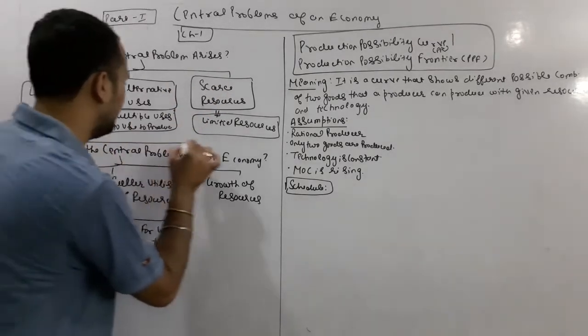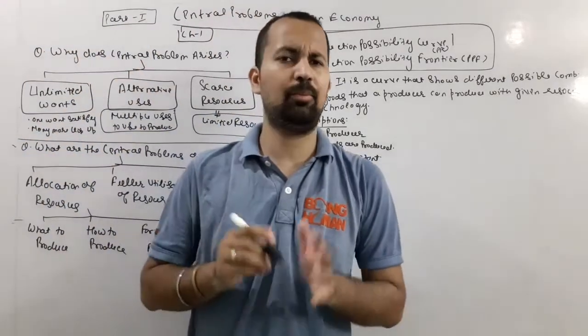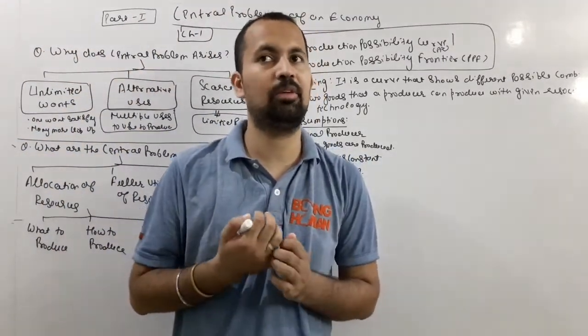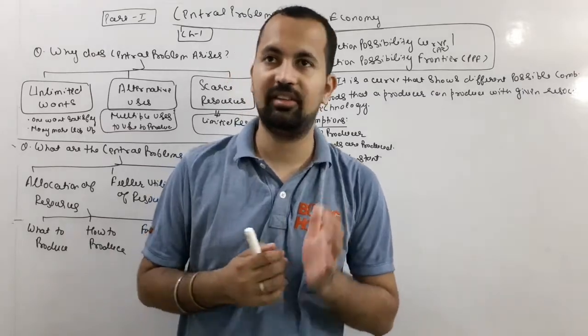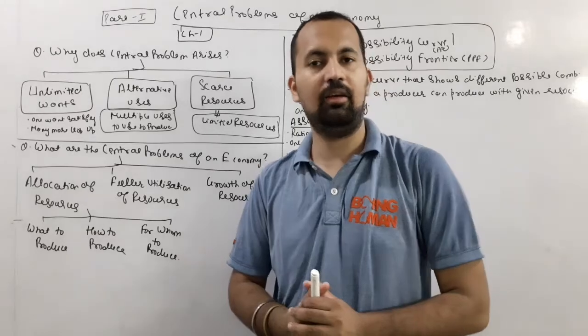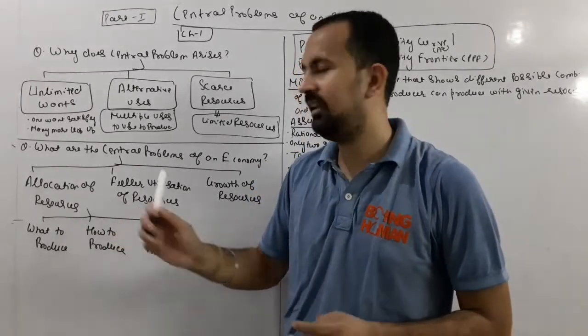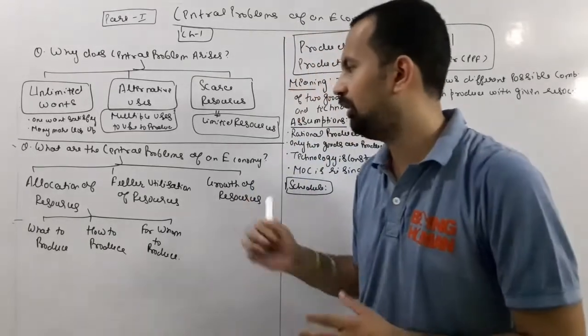Now the next question is, what are the central problems of an economy? Central problem means the problem of making a choice. This problem is classified into three parts. One is allocation of resources. Allocation of resources means the distribution of resources. Second is full utilization of resources. Third is growth of resources.